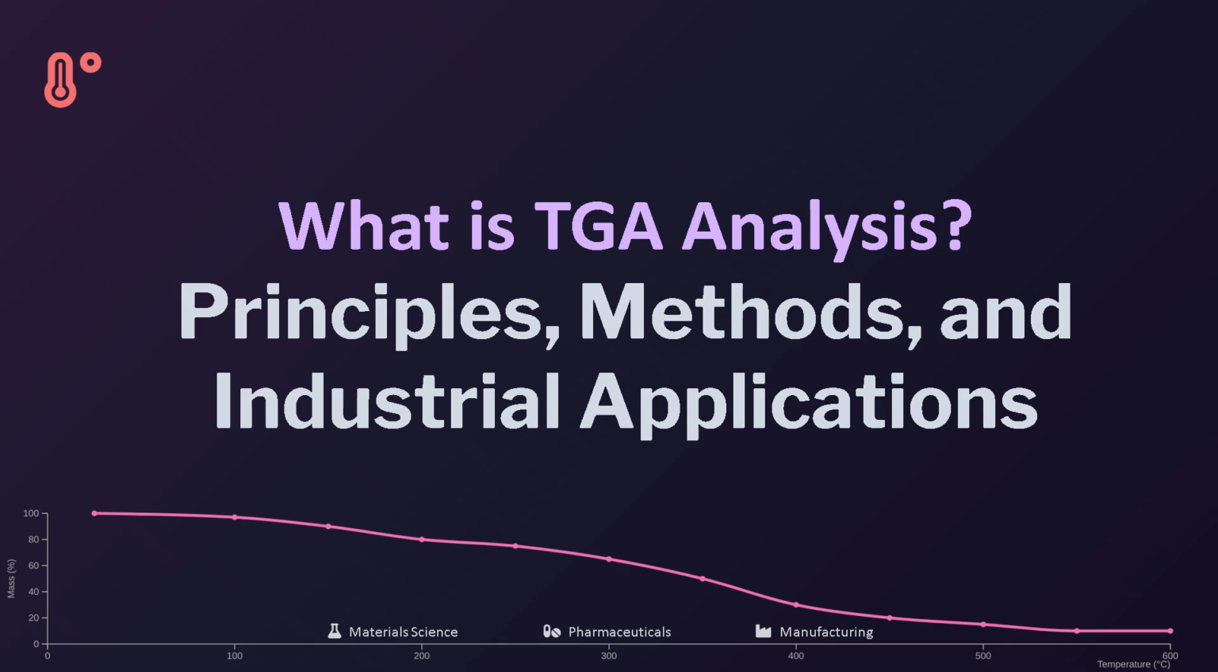Every material has a hidden story that only reveals itself when exposed to heat. Thermogravimetric Analysis, or TGA, is the tool that lets us uncover that story. Whether we're working in materials science, pharmaceuticals, or manufacturing, TGA helps us see what's happening behind the scenes, how a material transforms, breaks down, or reacts as temperature rises. In this presentation, we'll explore how TGA works and why it has become such a powerful technique across modern industries.